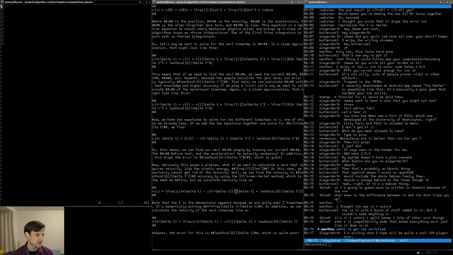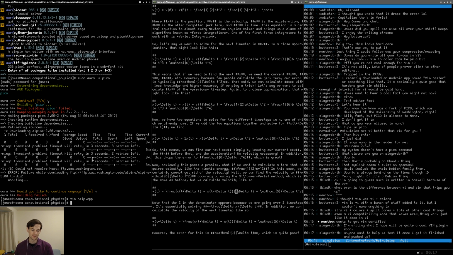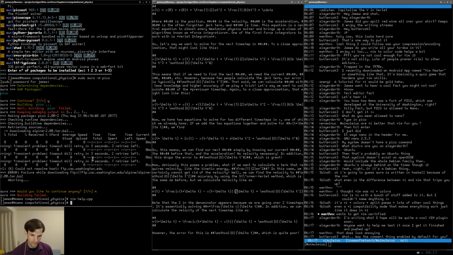So you have to set your default settings right. If you're going to use VI or Vim, VI will act in a particular way, you don't have to worry about weird plugins. Vim, depending on who's using it, will look and act differently. I'm writing what I hope would be a quite cool Vim plugin. Anyone want to help me test it once I get it finished? Yeah, I might test it on stream if you want, but I don't know what it is.